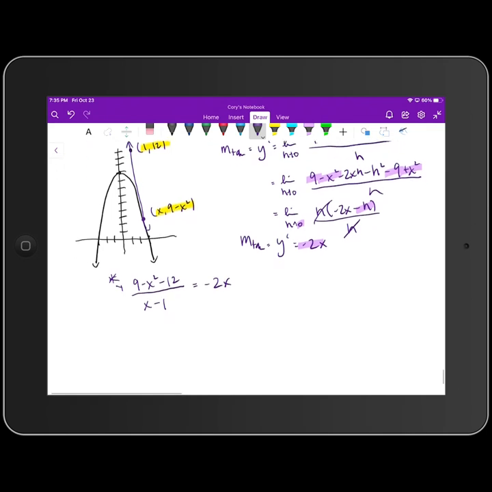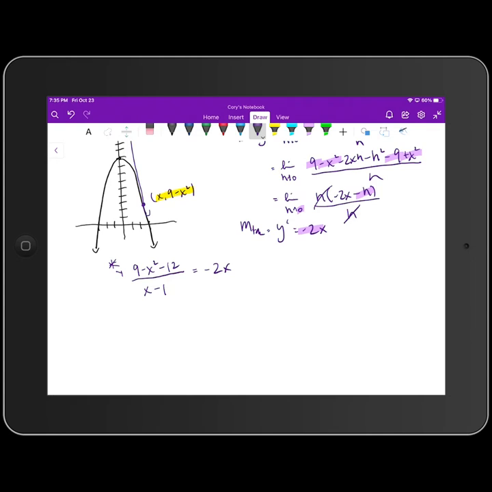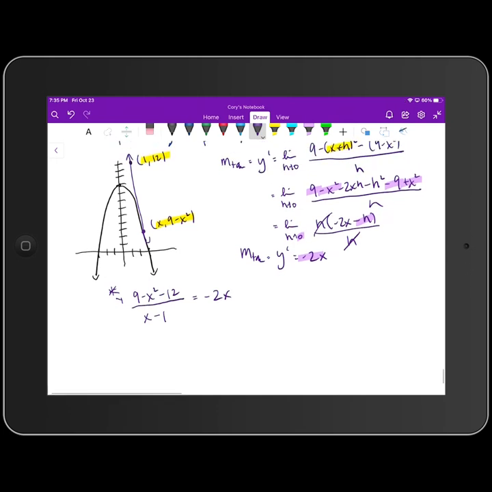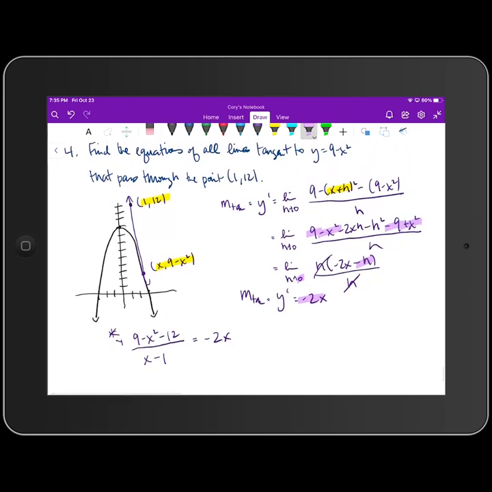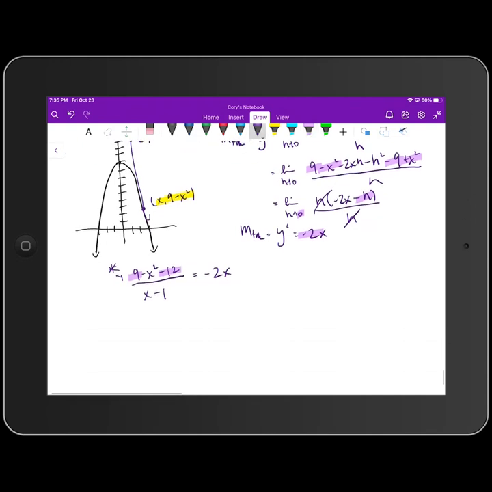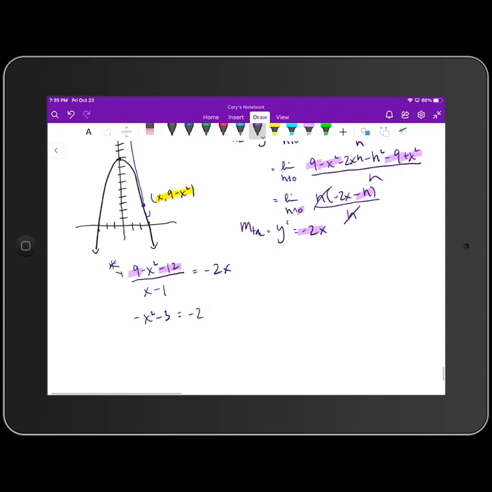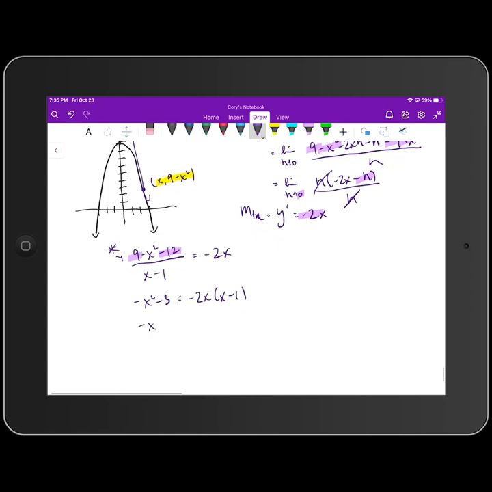Okay, so if I want to solve this equation for x, I can multiply both sides of the equation by x minus 1. So I'm going to combine two steps in one. I'm going to simplify this numerator. So I have 9 minus 12, which is going to make that numerator become negative x squared minus 3. And then I'm going to multiply both sides by x minus 1. So that's negative 2x times x minus 1. So this is negative x squared minus 3 equal to negative 2x squared plus 2x.